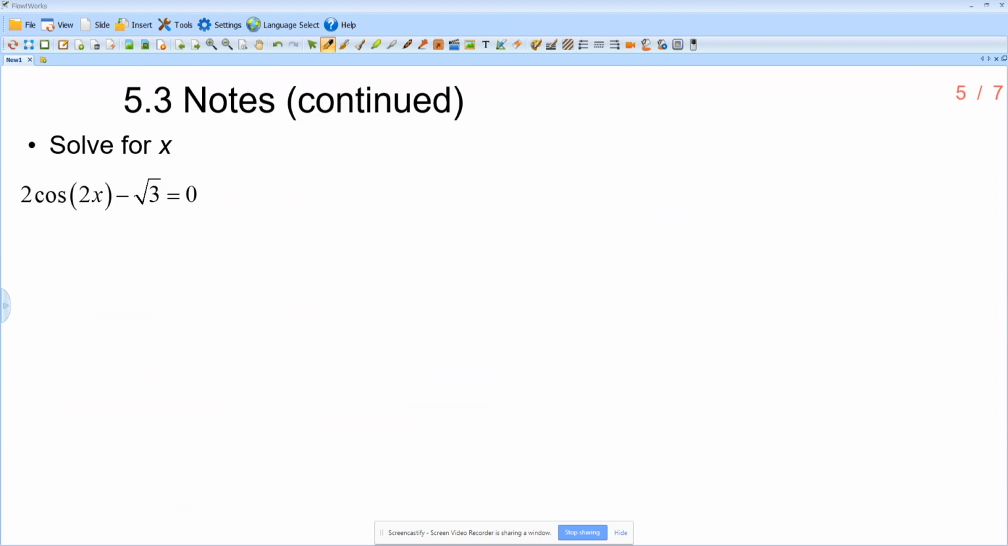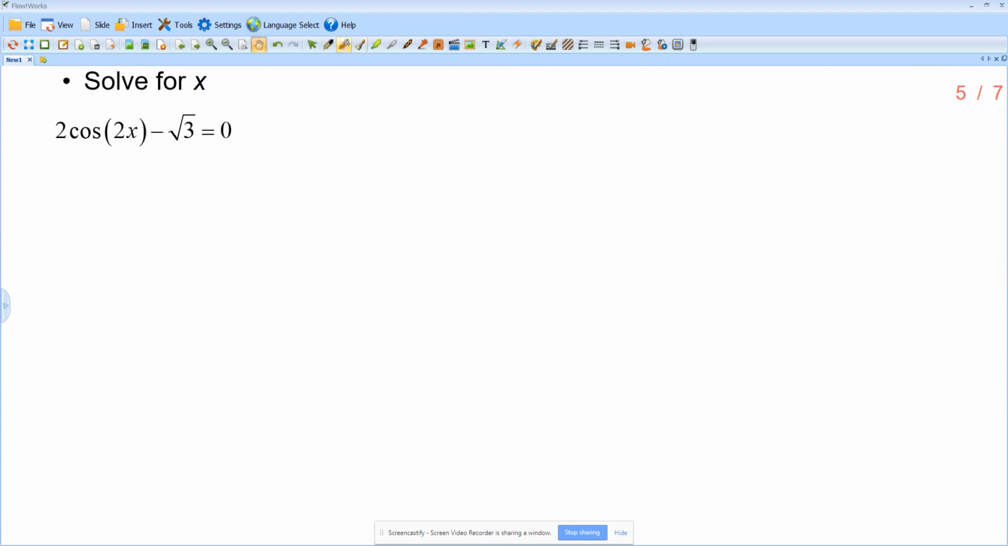Next, we've got 2 cosine 2x minus square root 3. So there's an interesting thing here because of this 2 in front of this x, and this is where these ones can get extra difficult. So I'm adding the square root 3. I get 2 cosine 2x equals square root 3, and dividing by the 2. Now keep in mind when you divide by this 2, you're dividing the coefficient by 2, but not the argument. So it's still cosine 2x equals square root 3 over 2. At this point, cosine is alone.